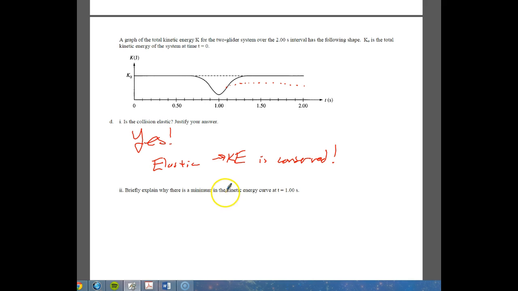Briefly explain why there's a minimum in the kinetic energy here, and it's mainly because the energy goes from an initial kinetic, it then turns into a potential and elastic, and then it is rebounded and it ends up being a final kinetic energy. And all this energy from the elastic that came from the kinetic is then transferred into the final kinetic energy.